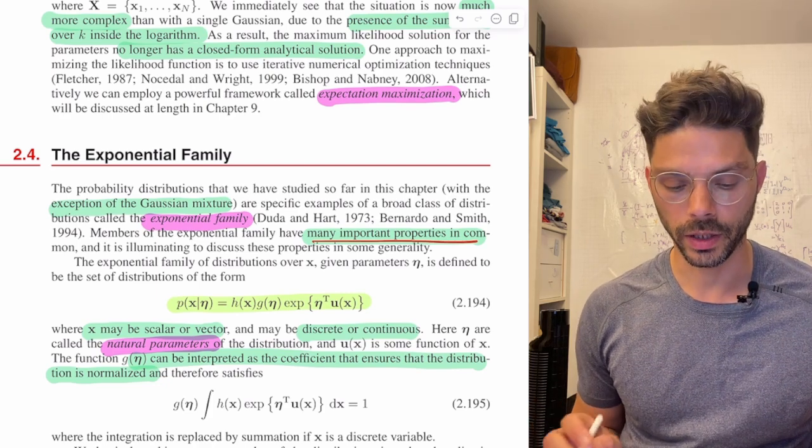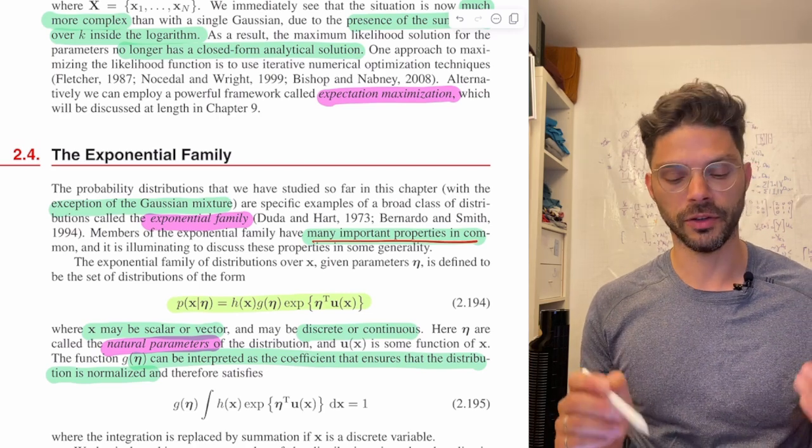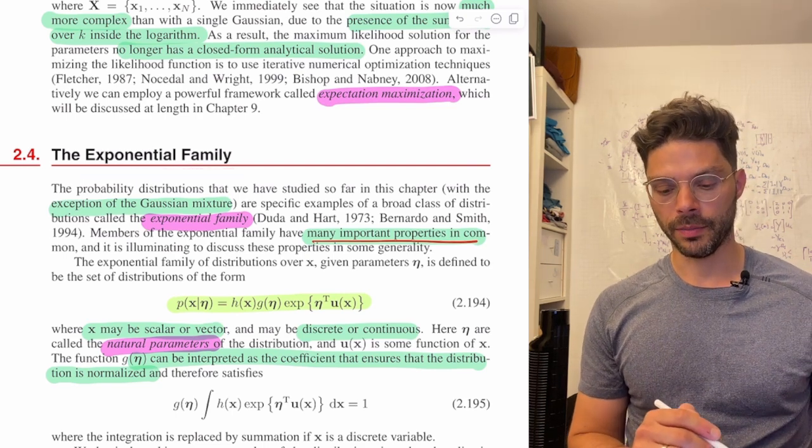Hi folks, we are back at section 2.4 studying a class of probability distributions called the exponential family. So let's just get started.